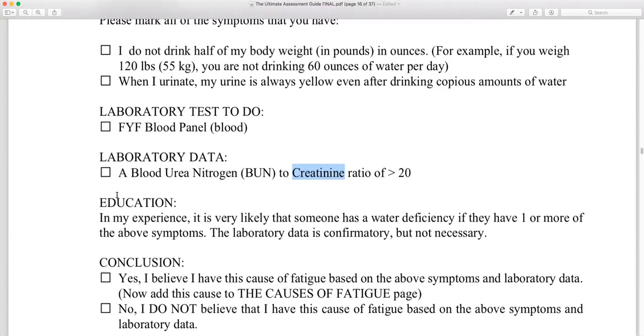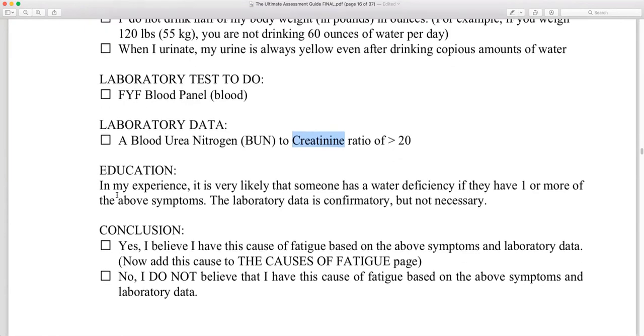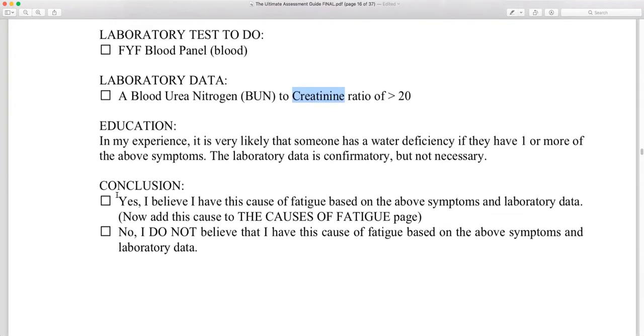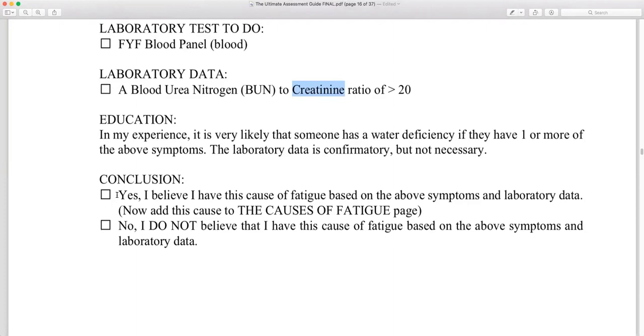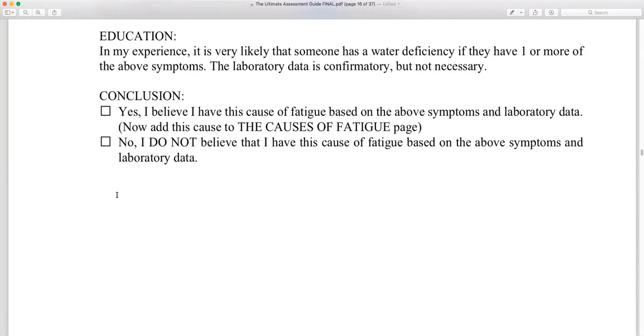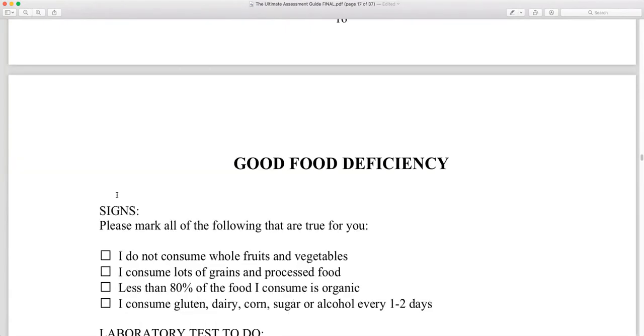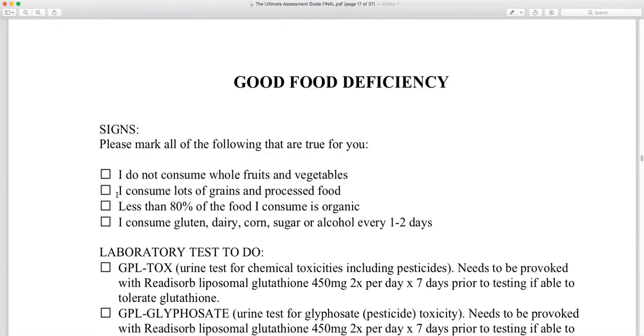Sometimes your supplements will cause your urine to be yellow, but if you haven't had supplements for an hour or 2 and you're still urinating and it's still concentrated, then you're living in a dehydrated state. So go ahead and mark off the conclusion. So then, good food deficiency.